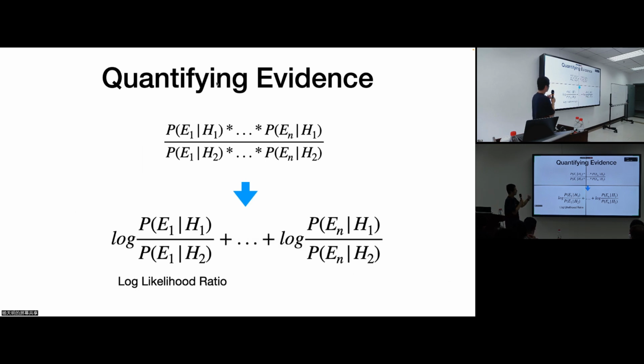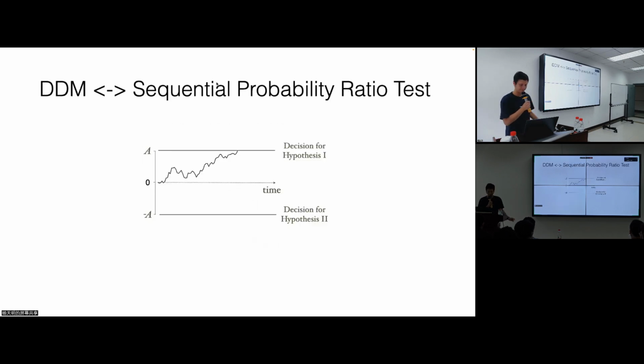Furthermore, we can compute the log of the top thing so that we can convert the multiplication into addition. And then we have another name for that. We call it the log likelihood ratio. Okay, so now coming back to this. In DDM, we accumulate evidence in this form. Now we know that when we have the actual evidence, we can do the summation of the log likelihood ratio, just very similar to how we form the DDM model. And that's what we call the sequential probability ratio test.